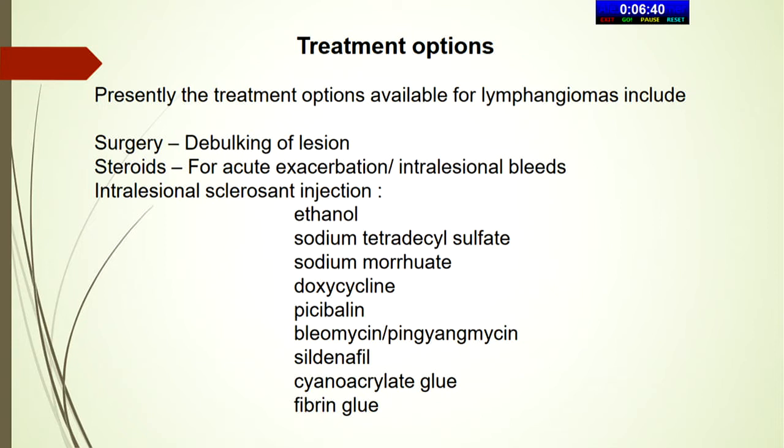Now picibanil is supposedly one of the best agents, but the problem is that it's expensive and it's not available. You have to import it. Whereas bleomycin and its derivative pingyangmycin, we found them equally effective. They are cheap, they are easily available here, and they are very good for our patients. So in an Indian scenario, we found bleomycin to be a good substitute for the other agents. And recently, of course, sildenafil and then cyanoacrylate glue for the superficial lesions and fibrin glue for the deeper lesions have also been tried.